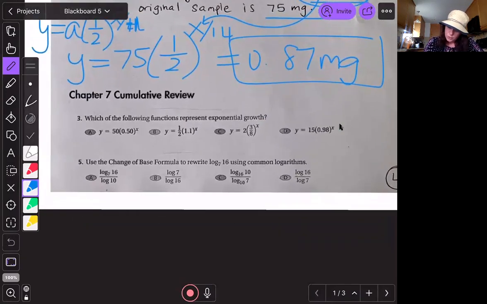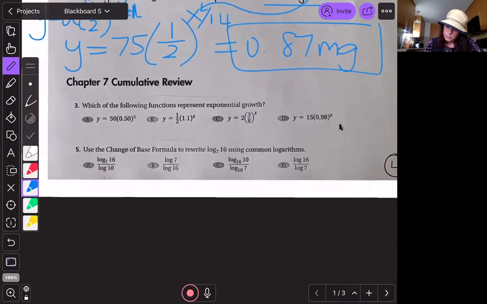Okay, now for some multiple choice. Which of the following functions represents exponential growth? All right, do you see it? Do you see which one is the growth? I do. This is decay. This one, 3/8 is decay, and 9.98 is decay. This is the only one that's growth. You only want to look at the number in the parentheses because that is your growth or decay factor.